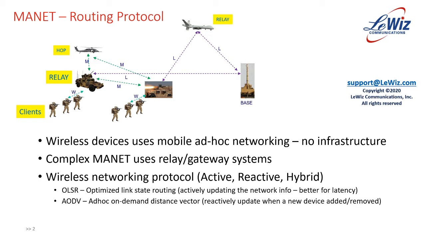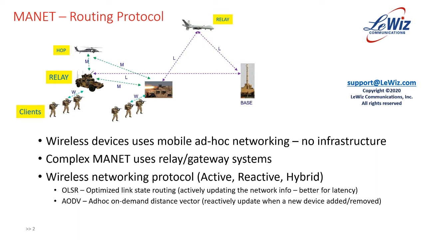So the concept of wireless networking is an ad hoc method. It uses no infrastructure, unlike the wired networking method that you typically see with Ethernet. The complex MANET uses relay or gateway systems, in this case a system on something like a Humvee or a helicopter, for example. And typically, the gateway system is much more powerful than the handheld device that a client has.